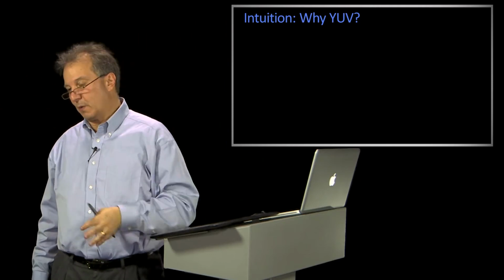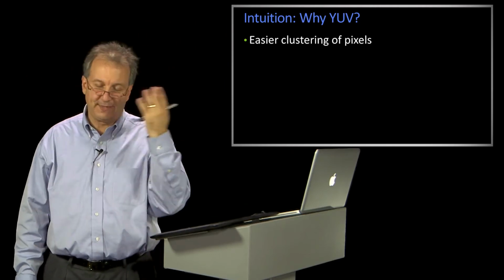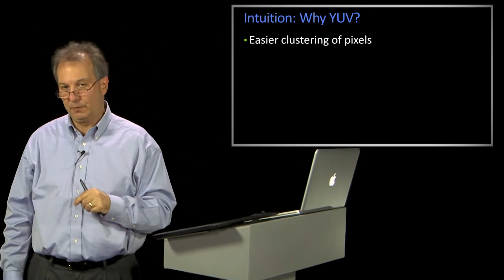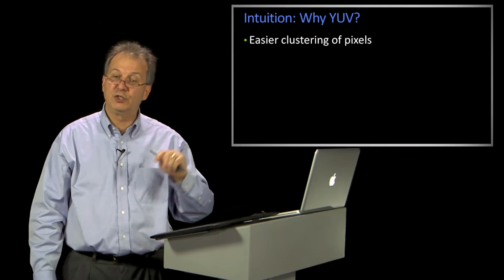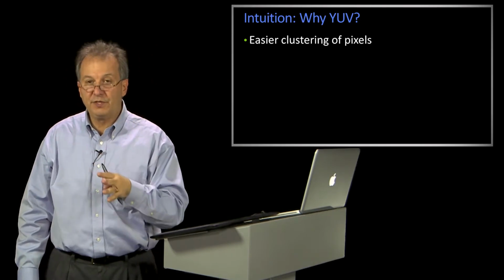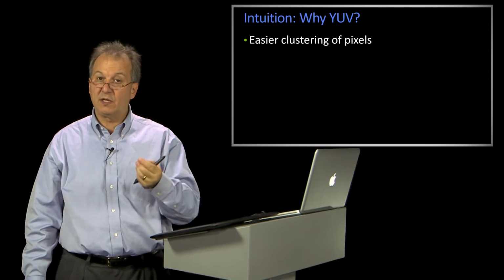So why would you use YUV? Well, okay, it's easier to cluster pixels, but you know what? That's not that important because I could just rotate those filter boxes. There's a much deeper reason, and that actually comes from the part that I showed you earlier. You remember that human vision is much more sensitive to changes in luminance than changes in color?